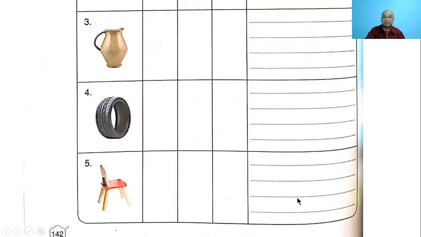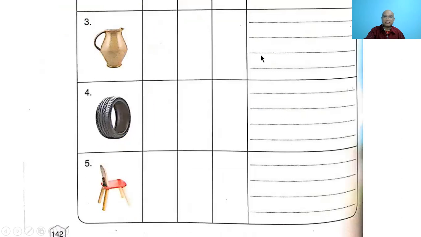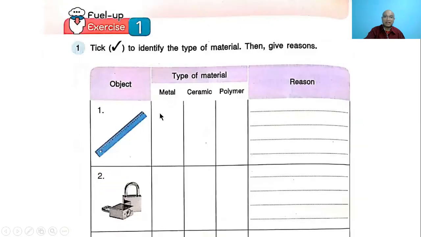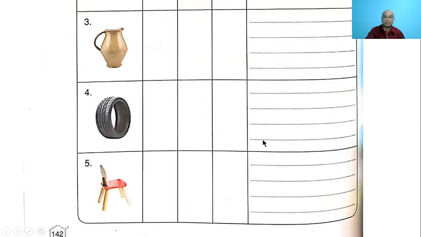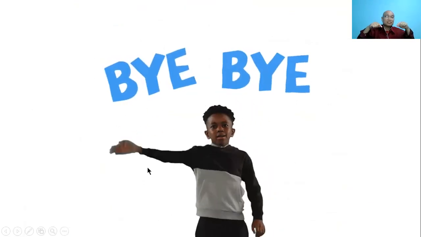Write in here. What about this vase? What kind of material? Is it metal, ceramic, or polymer? And write the reasons. Also, what about this tire? What is it? Metal, ceramic, polymer? And write the reason here. And also this chair.